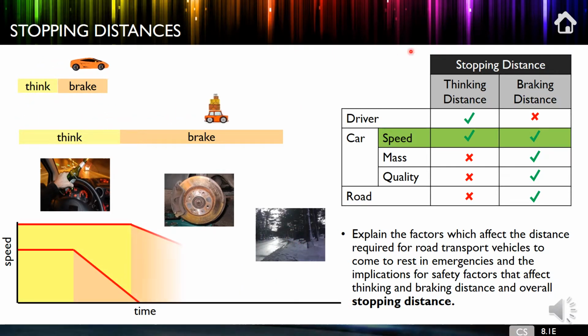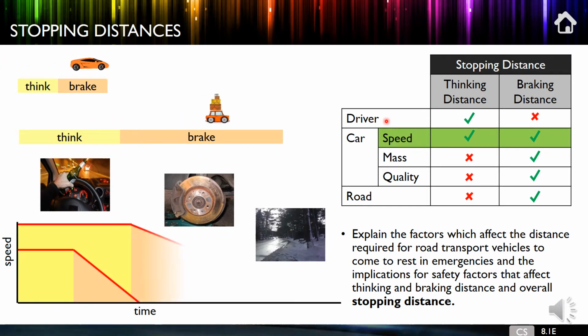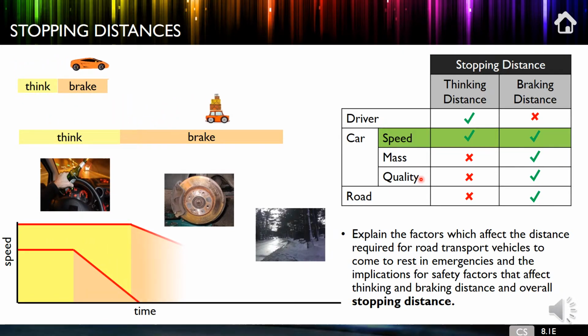So this summary table here shows the factors. We've got three key factors: the state of the driver, the state of the car, and the state of the road. So the driver, we want the driver to be, as we said, well rested. The car, there's three aspects of the car: the speed, the mass of the car, how loaded it is, and then the quality of the brakes and the tyres, and finally the state of the road.